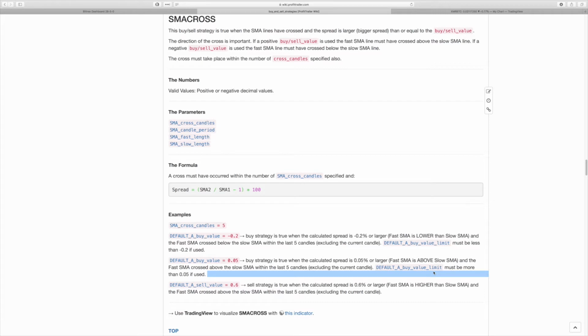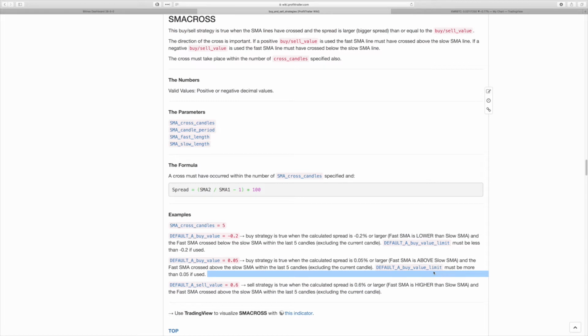Okay. And then you have another one here saying default A sell value of 0.6. So your sell strategy is true when calculated spread is 0.6% or larger. So that would be your fast SMA higher than slow SMA, just like the prior example. And the fast SMA crossed above slow SMA within the last 5 candles. Okay, this might be a little tricky. This may only work if you're using a negative trending buy value. Say if you're using your SMA cross for your buy value and SMA cross for sell value.